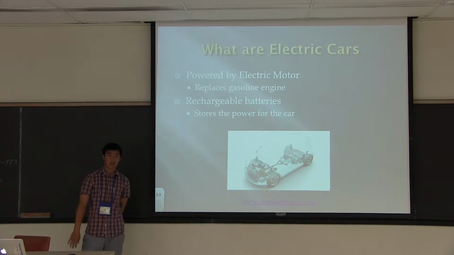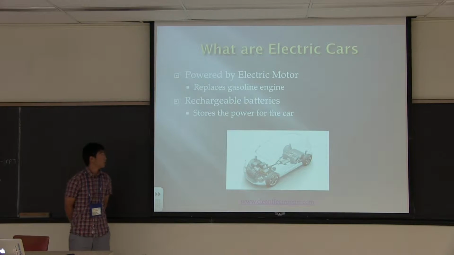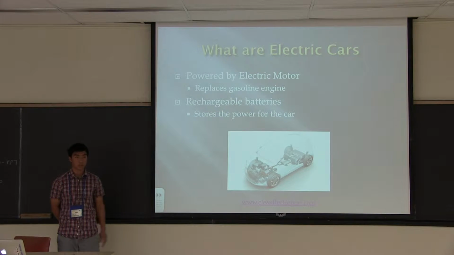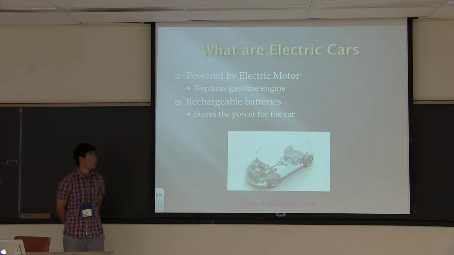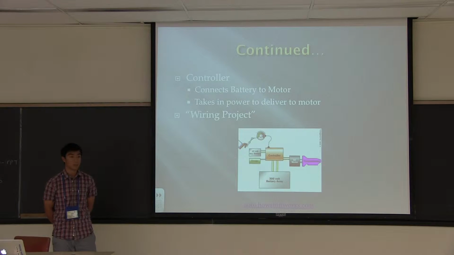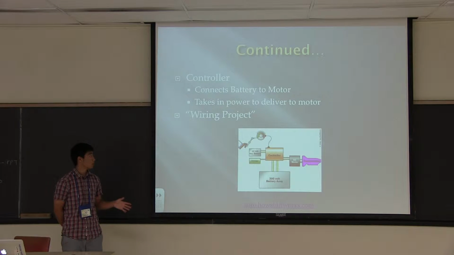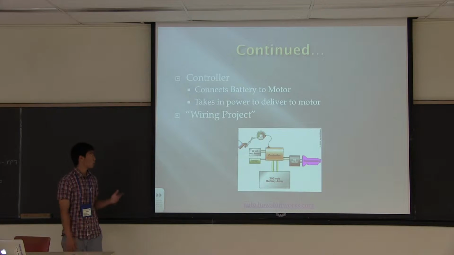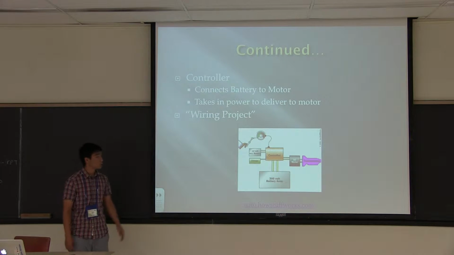Compared to the gasoline vehicles that we use today, instead of a gasoline engine we use an electric motor, which is basically the heart of the car. It also contains rechargeable batteries that store the power for the motor. Another main component is called the controller, and it connects the battery to the motor. It basically relays the power from it to the motor, and because there are no real moving parts, just wires, it can be classified as a wiring project.